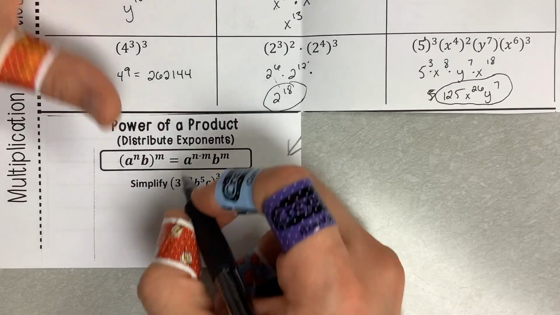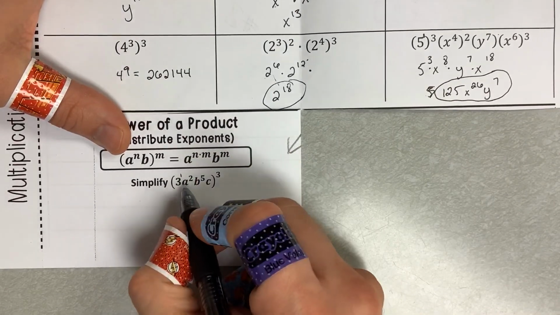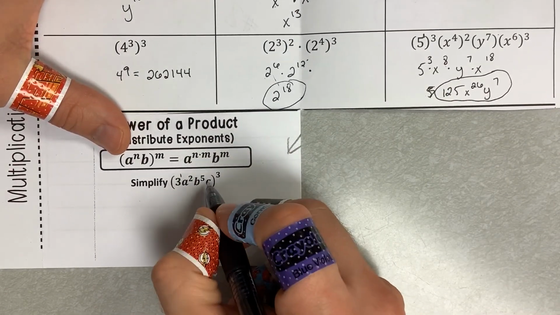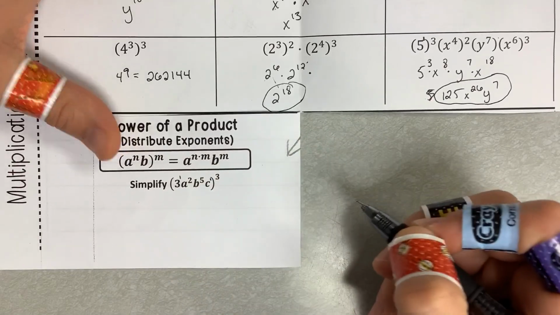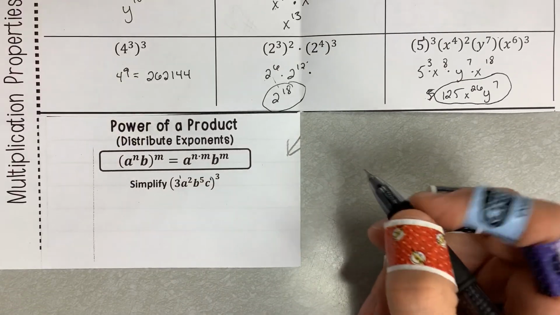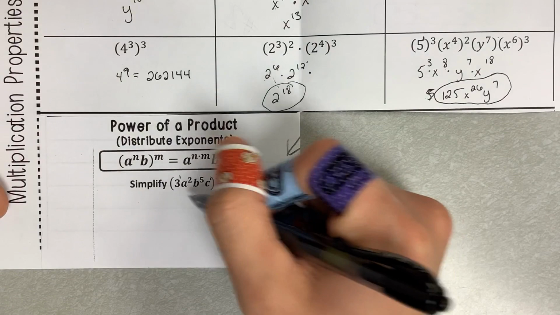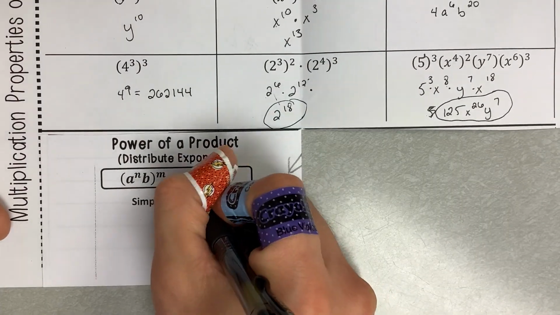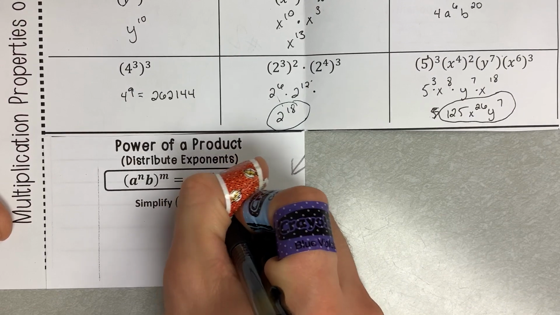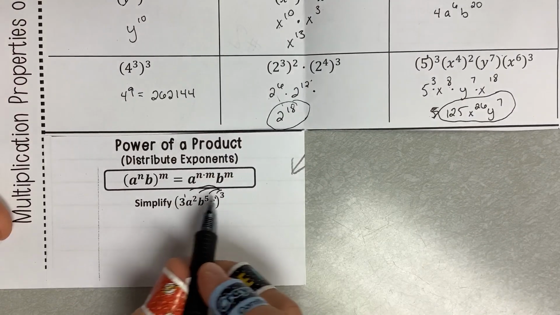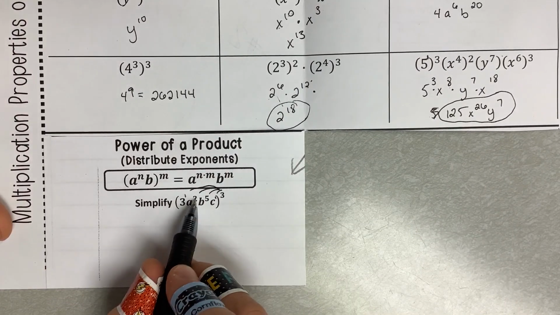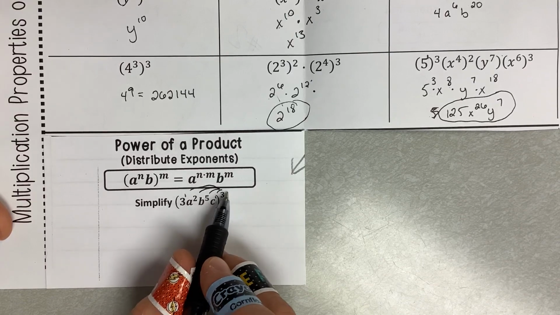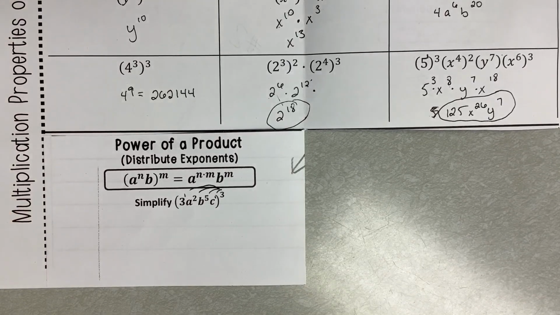For instance, this 3 is to the first power, A is to the second, B is to the fifth, and C is to the first, right? Because there's no power there, it's the 1 there, right? And all these powers are being raised to another power of 3. So I gotta do 3 times this exponent, 3 times that exponent, 3 times this exponent, and 3 times that exponent. And then I can get my answer.